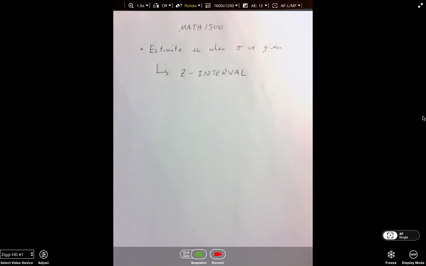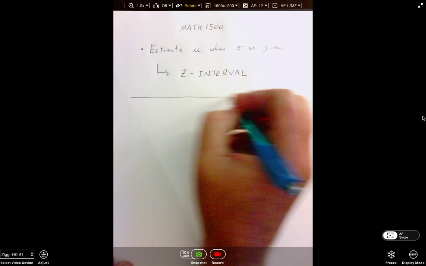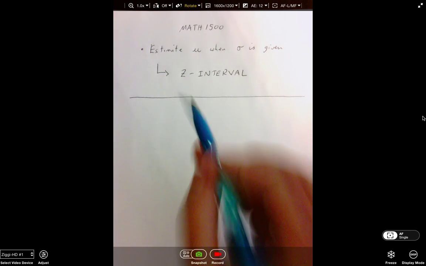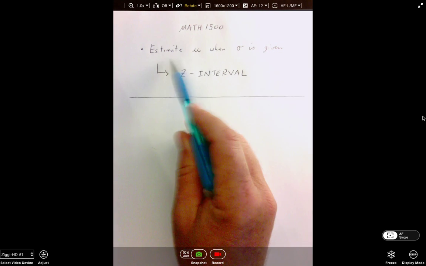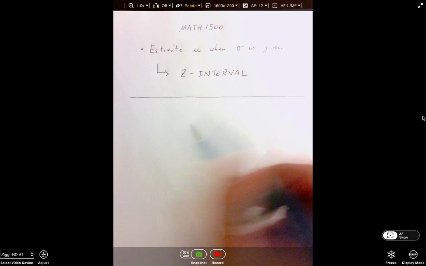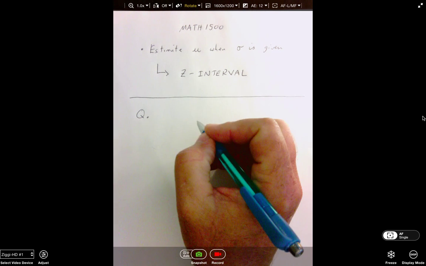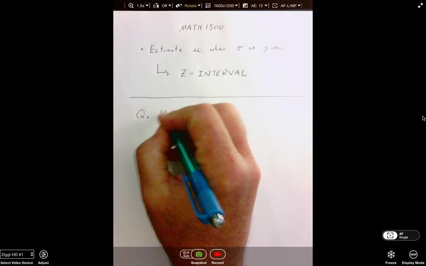What I want to do in this video is move away from Z intervals, which was the focus of the previous video. Sometimes it's kind of cool to talk about where we've been in context of where we're going. Previously, we've seen that we can use what's called a Z interval if we're going to estimate mu when sigma is given. But a reasonable question is, what do we do?